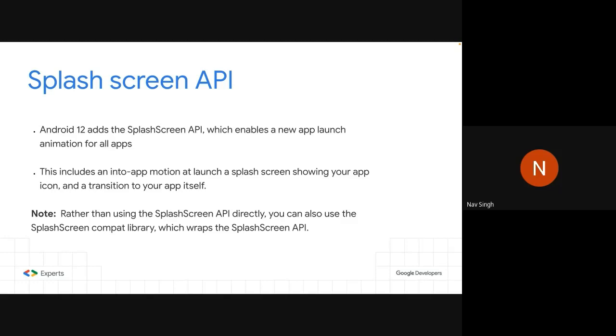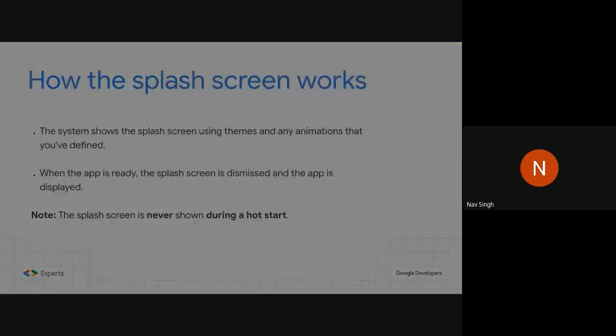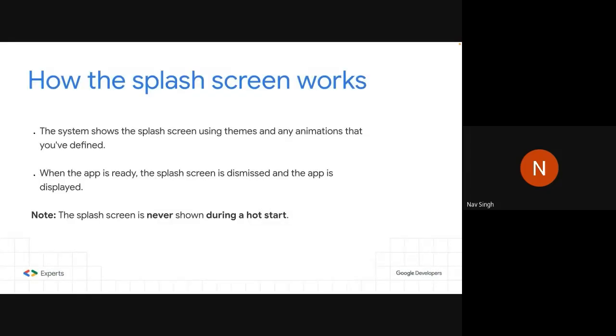There is a challenge in supporting the older versions, so the recommendation is that you should use the splash screen compat library. It provides support for older versions, and a very detailed migration guide is also available in the Android developers documentation that you can follow. That was a little bit about the API.